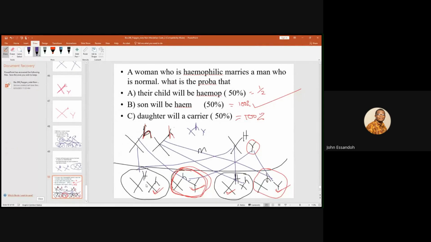And then daughter will be carrier. All the girls are carriers. This girl here is carrier. I didn't say a child will be carrier. A child means all the 4. But I said daughter, so daughter means I'm interested in the girls. So this one and this one. These are the 2 girls there. How many of them are carriers? All the 2 are carriers. So you get 2/2, which is also equal to 1. So that gives us 100%.